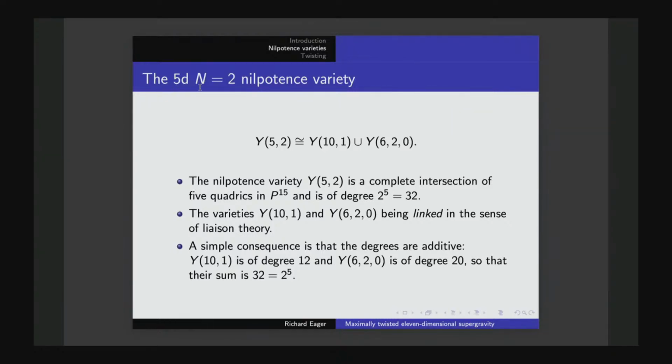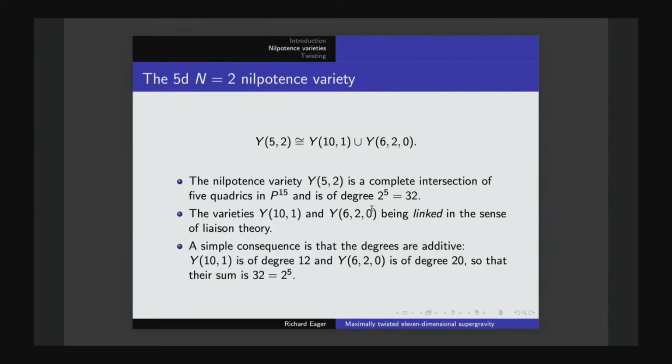One of the more dramatic ones is the 5D N=2 nilpotence variety. It's actually a complete intersection of 5 quadrics in P15, and it's of degree 32, coming from the fact that there are 5 quadrics. So the degree is just a counting of intersection numbers. Each time you have a quadric, you take 2 to the 5th and get the 32 for the degree. If you kept on intersecting with hyperplanes, you would actually get 32 points if they're in generic position.